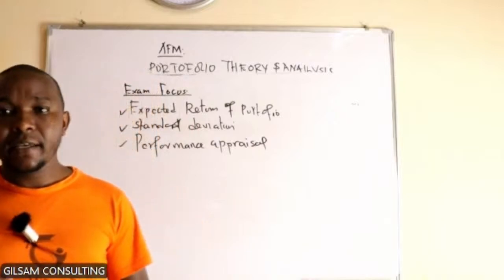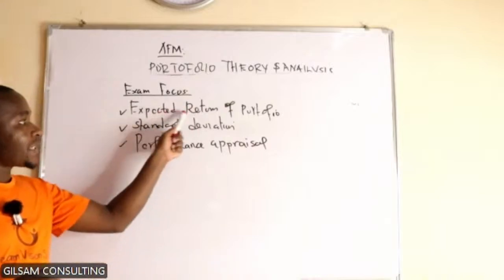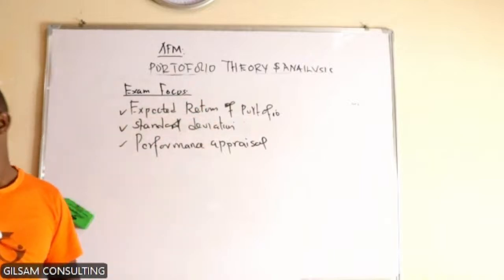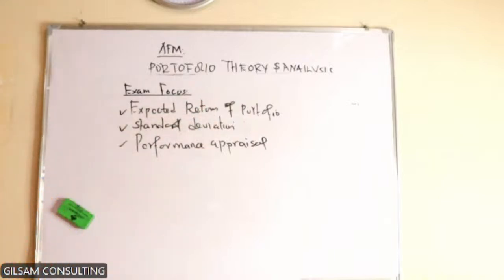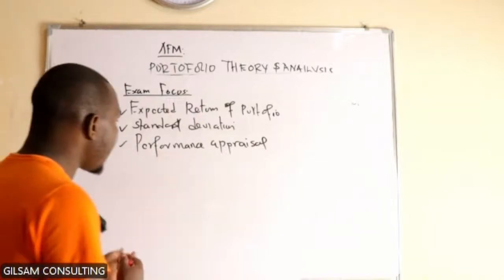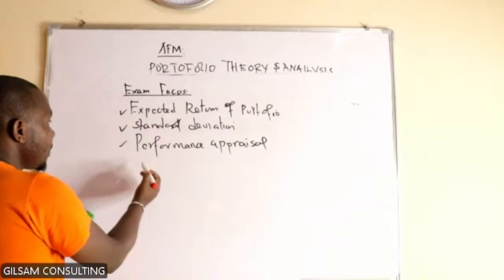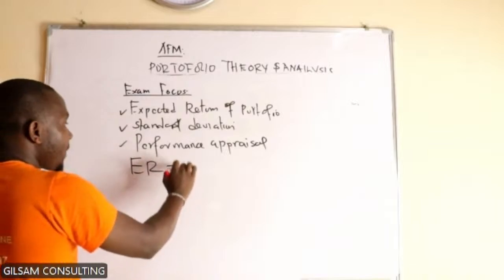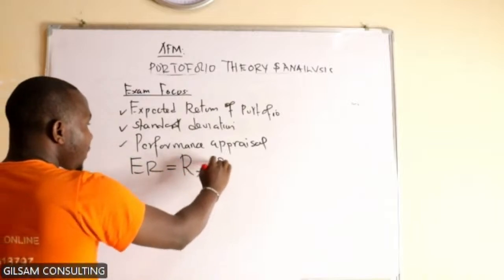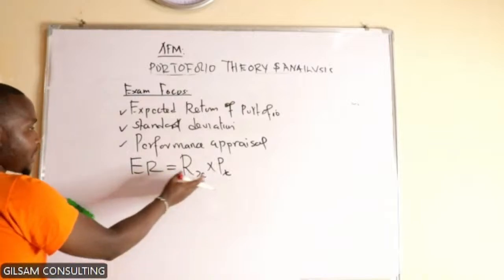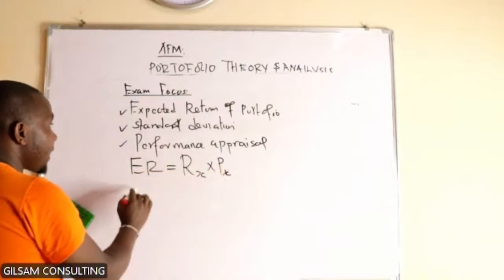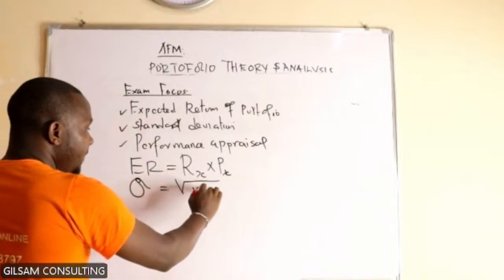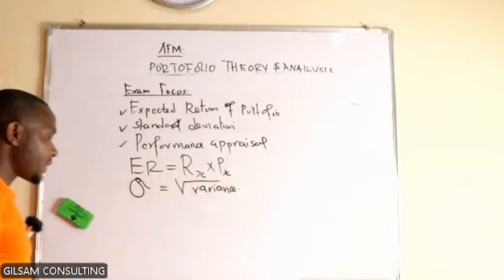How do we calculate the expected return? We did this one, so just a reminder, we will not do an illustration. You take the return, say 14, by the probability, and you get the expected return. Then we say the standard deviation is the root of the variance.